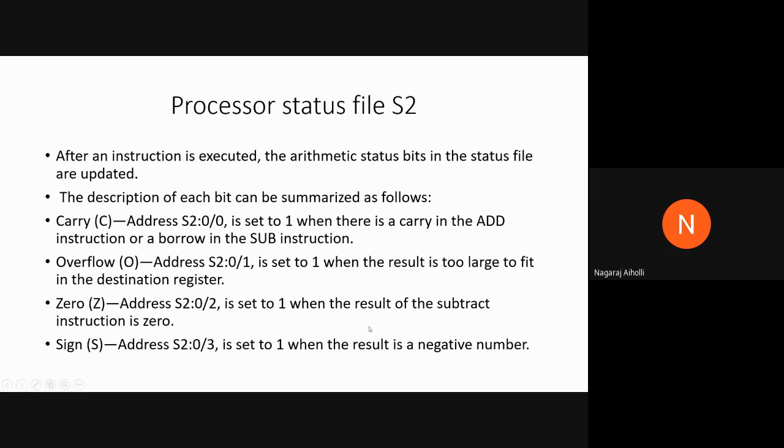Then after performing the subtraction operation, if the answer is 0, then S2:0/2, that is S2 file 0 word, second bit, will be made equal to 1. Then the sign bit, address S2:0/3, is set to 1 when the result is a negative number. If the answer is a negative number, then the sign bit will be made equal to 1. Okay, it will be set to 1. This S2:0/3 will be made equal to 1. Fine.